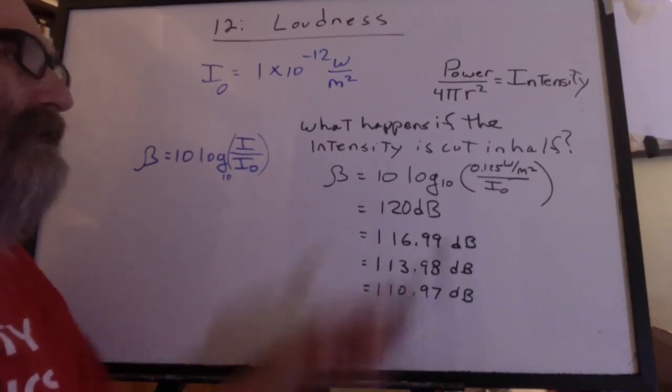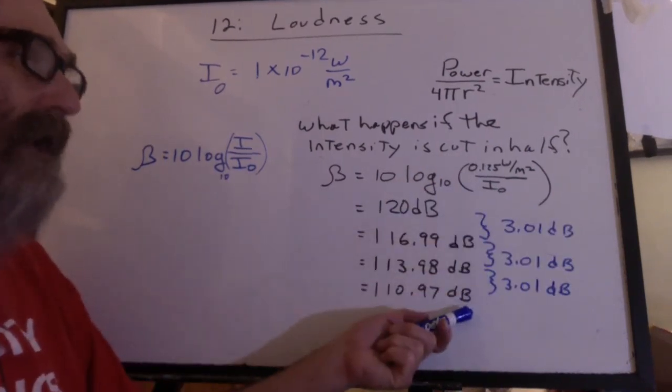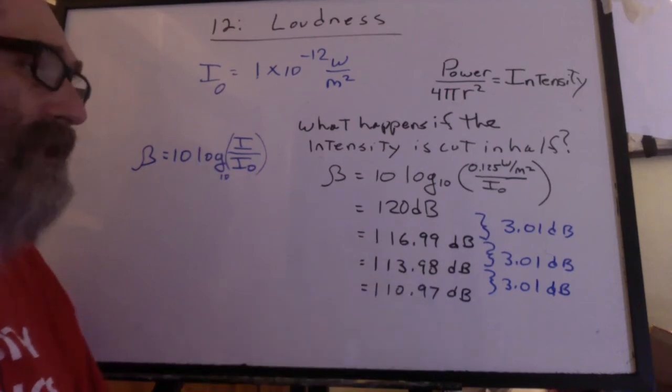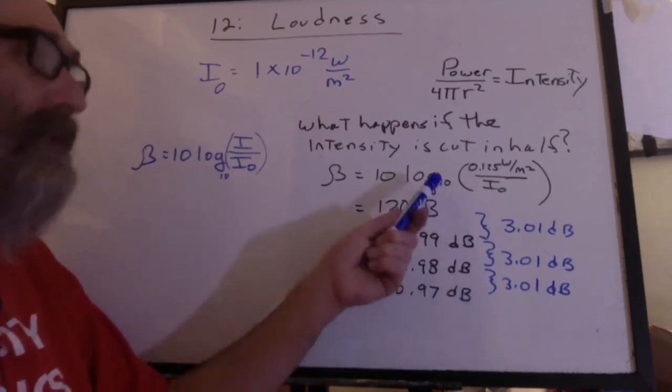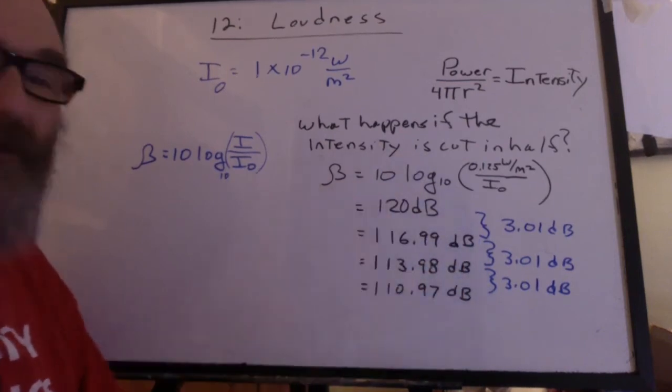So what's happening every time we cut the intensity in half? We're losing 3 decibels every time, 3.01 to be more precise. Works the same way if we double the intensity. If we double the intensity, we're going to gain 3.01 decibels every time.